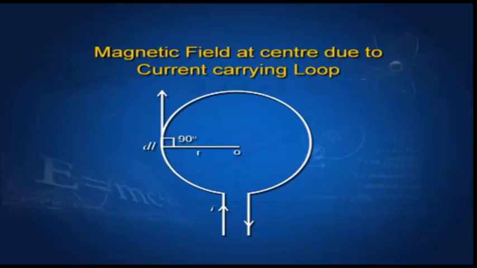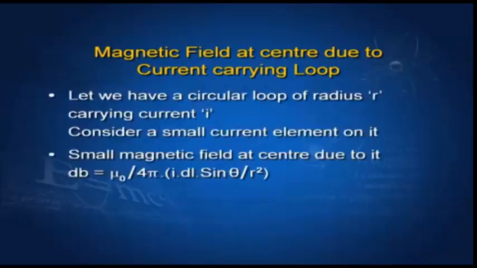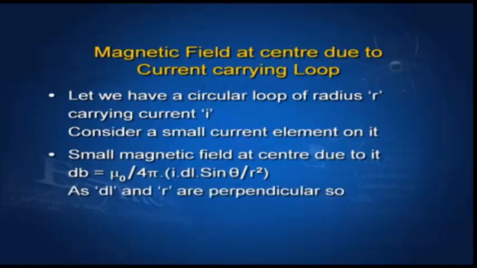Magnetic field at the center of the current carrying loop. Let us have a loop of radius r carrying current I. Consider a small current element on it. Small magnetic field at the center due to it: dB equals mu naught upon 4 pi I dl sine theta upon r squared. This is from the Biot-Savart law. As dl and r are perpendicular to each other, theta equals 90 degrees. Substituting this value, we get dB equals mu naught upon 4 pi I dl upon r squared.